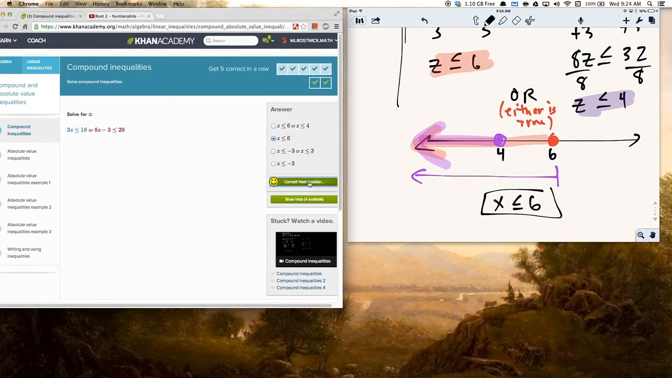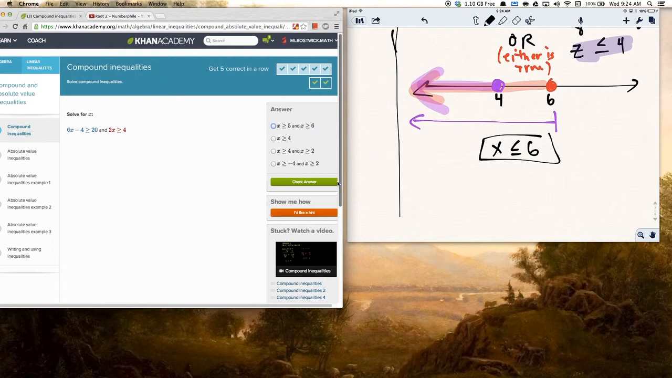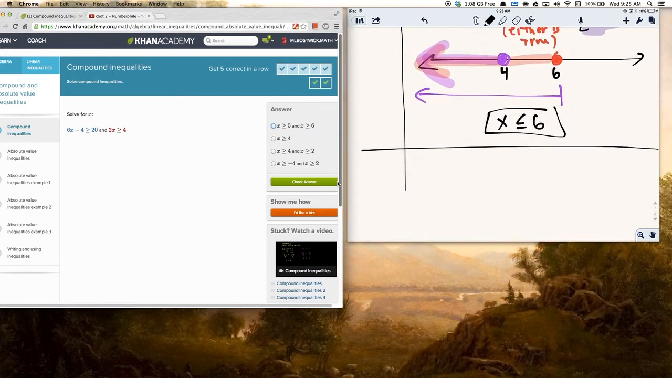Let's see if we can do one more example here. All right, let's see how this one goes. So I have 6x minus 4 is greater than or equal to 20, and 2x is greater than or equal to 4. I would encourage you to pause here and give it a try, and then check your work against mine here.